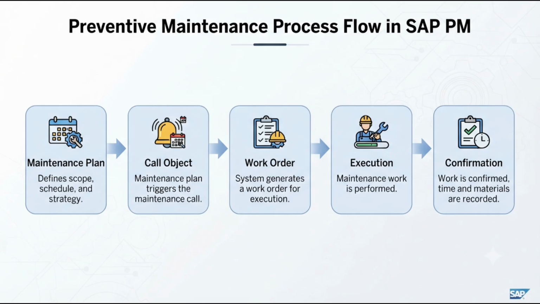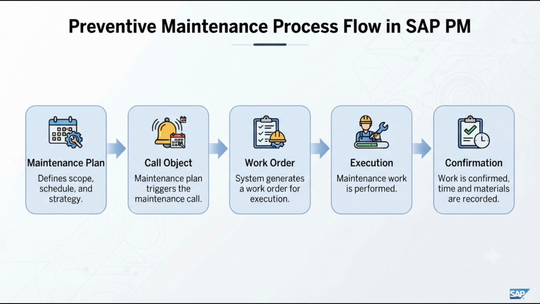Regular monitoring of the maintenance plan scheduling list helps planners stay on top of upcoming work. A well-run preventive maintenance process reduces emergency breakdowns and creates a more predictable workload for the maintenance team. Mastering this process is essential for any organization that wants to move from reactive firefighting to planned and controlled maintenance.